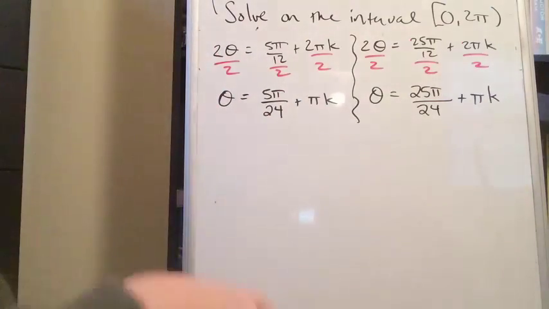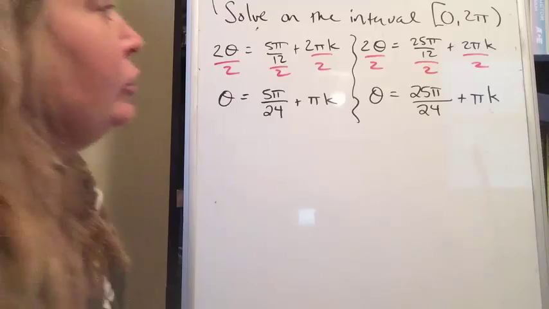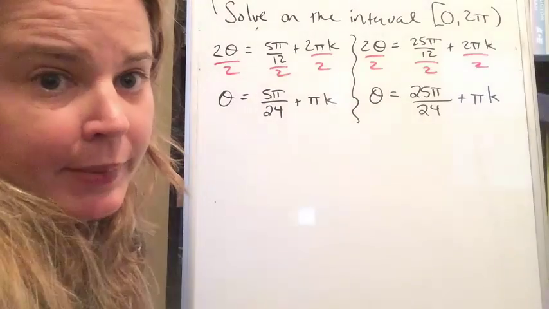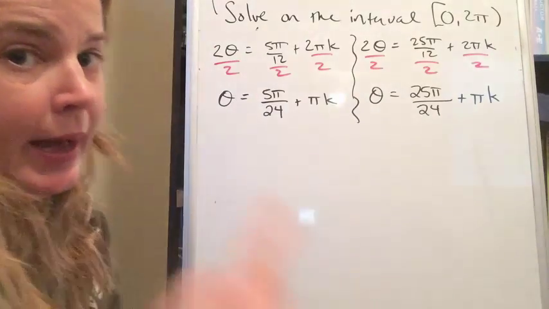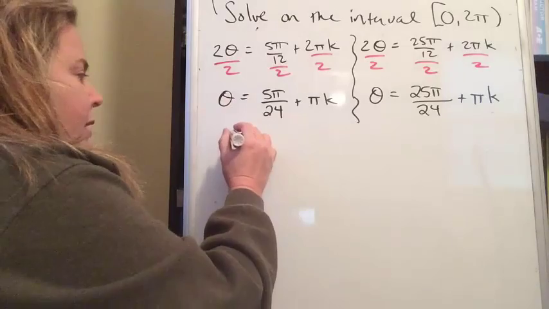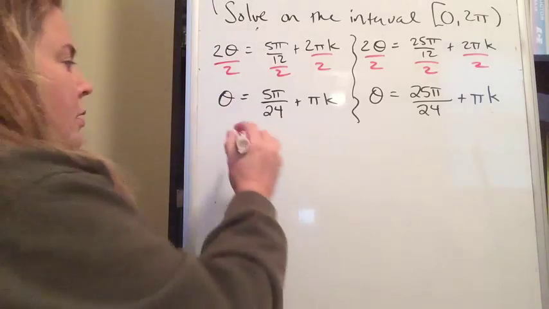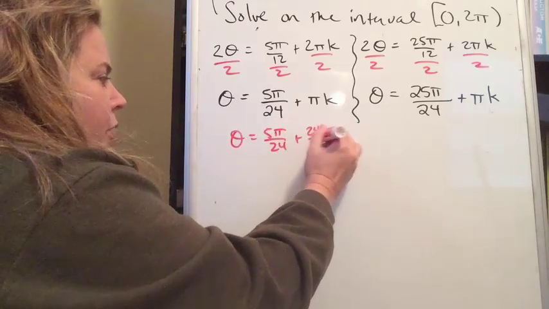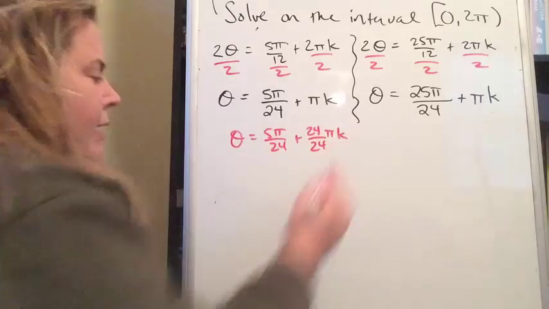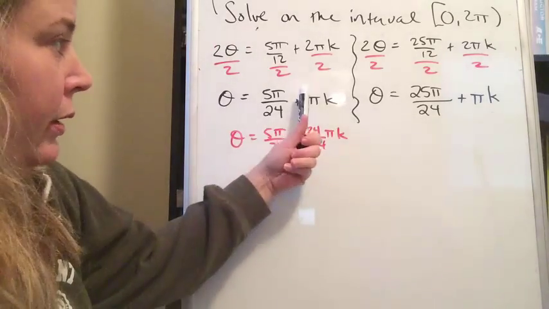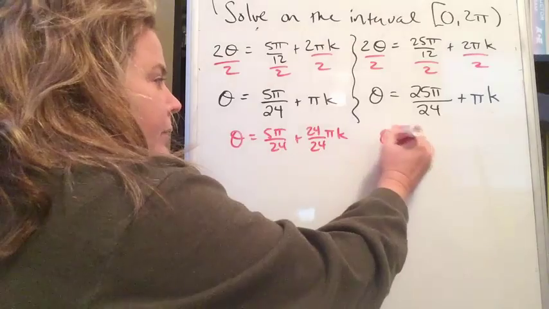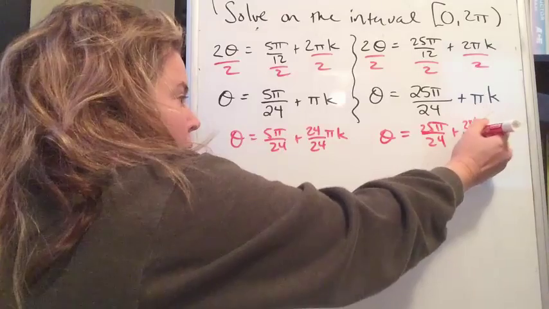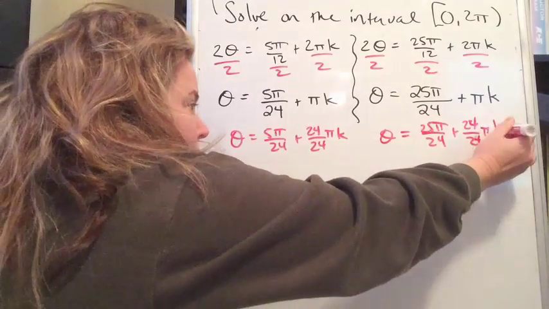Okay, so we have the general formulas, and now we got to come up with our solutions that are within 0 to 2 pi. In order to do that, I think I might get a common denominator just so it's easy to add the pi k. So this is the same as saying 5 pi over 24 plus 24 over 24 pi k. 24 over 24 is 1 with that common denominator. And 25 pi over 24 plus 24 over 24 pi k.